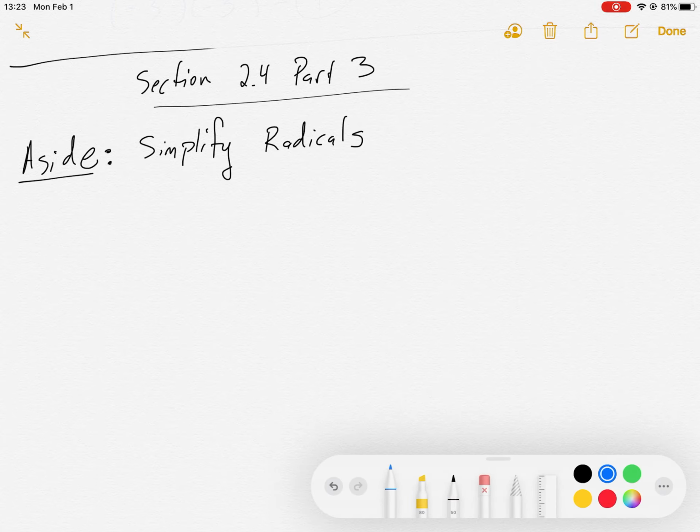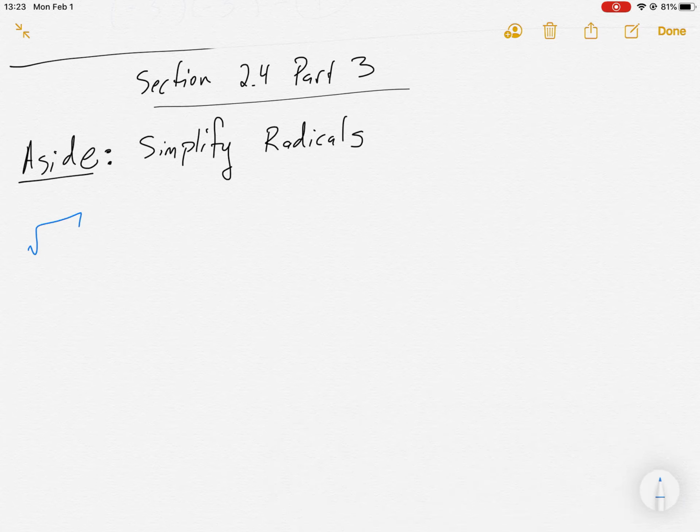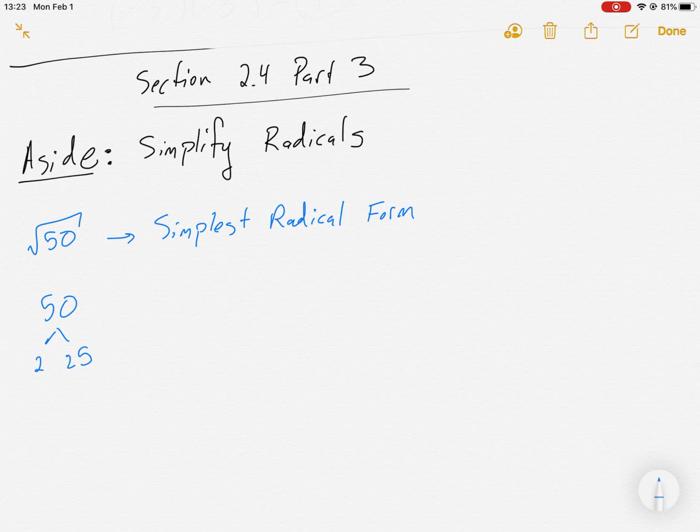So to begin with, let's just go ahead and take a look at something like the square root of 50. Now the square root of 50 is not in simplest radical form, because there's actually a squared within 50. So let's take a look here. If I were to break 50 up into its factors, maybe 2 and 25 to start with, or you might do 5 and 10 first.